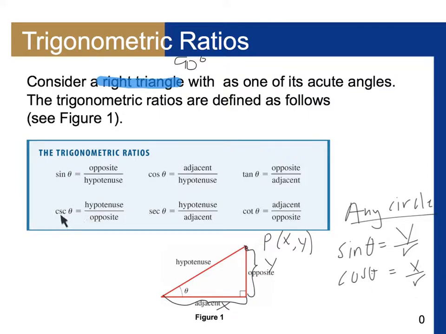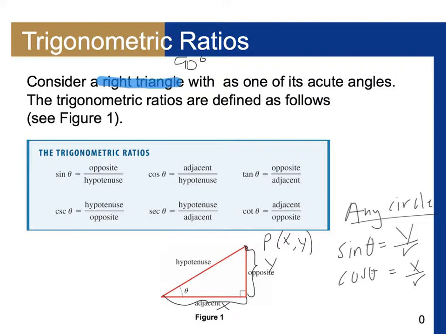The rest are just ratios, right? Cosecant is just the reciprocal of sine, so it's hypotenuse over opposite. Secant is the reciprocal of cosine, so it's hypotenuse over adjacent. Tangent is sine over cosine, which is y over x, because the r's cancel, so that's opposite over adjacent. See, y is opposite and x is adjacent in this case. And then cotangent is the reciprocal of that, so that's adjacent over opposite. That's how we get those trig ratios.